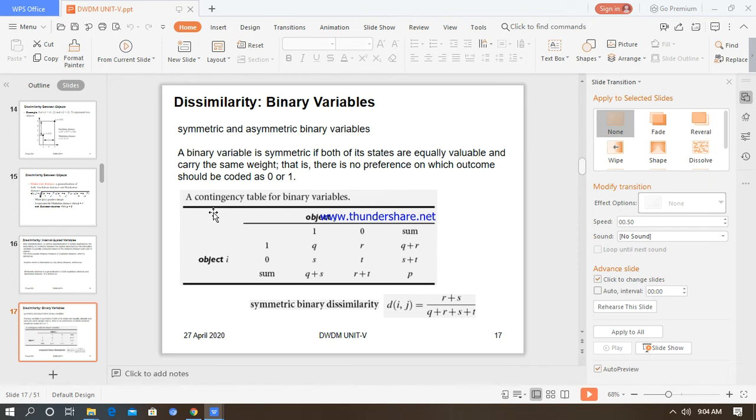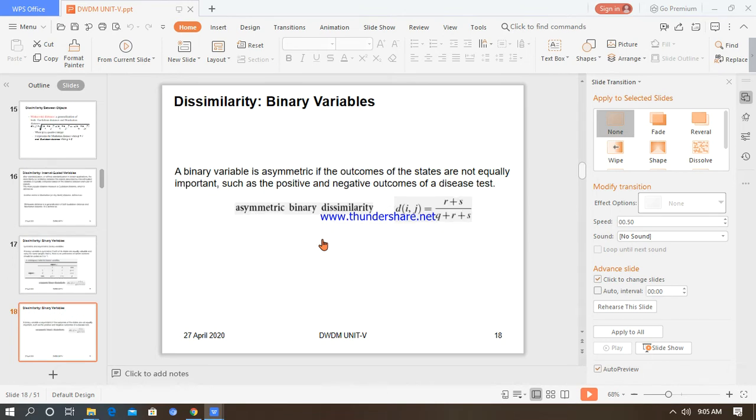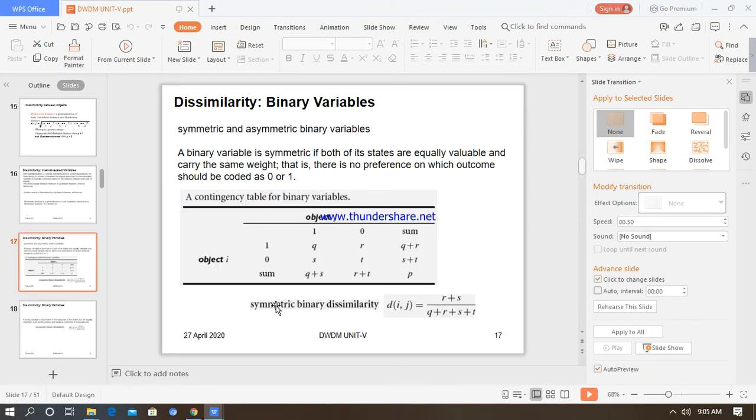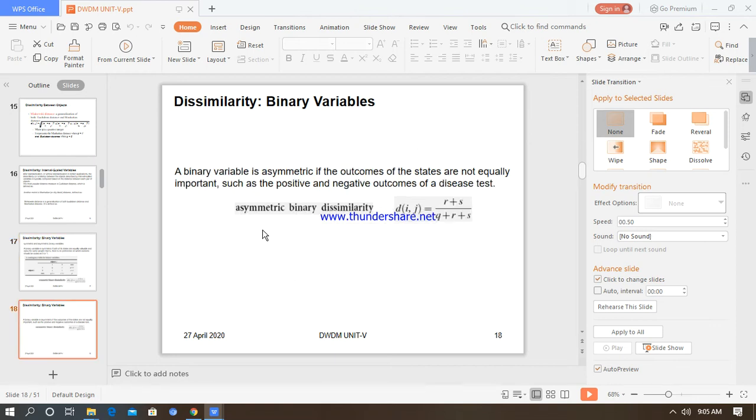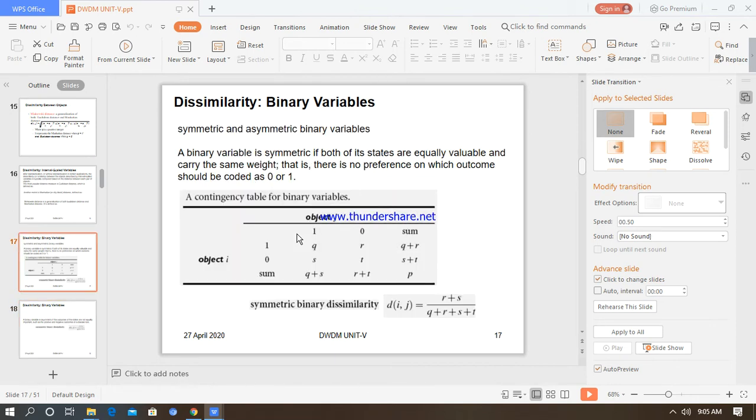Now a contingency table for these binary variables. We have two objects, object i and object j, and we have represented them with different values like q, r, s, q plus r and so on. We'll try to see what this q and all these things are. Here we have two objects, object i and object j. This is the formula for the symmetric binary dissimilarity, and this is the formula for the asymmetric binary dissimilarity.